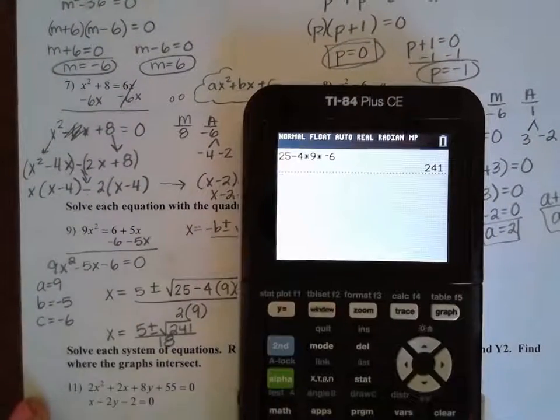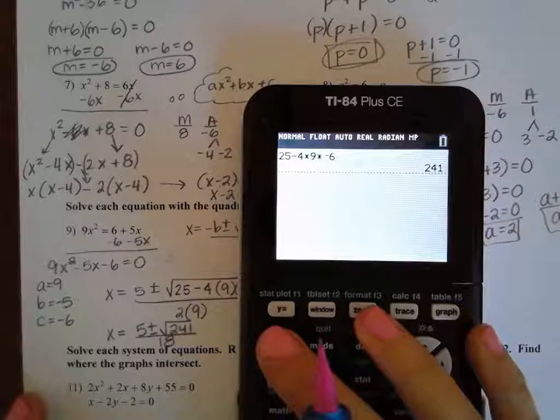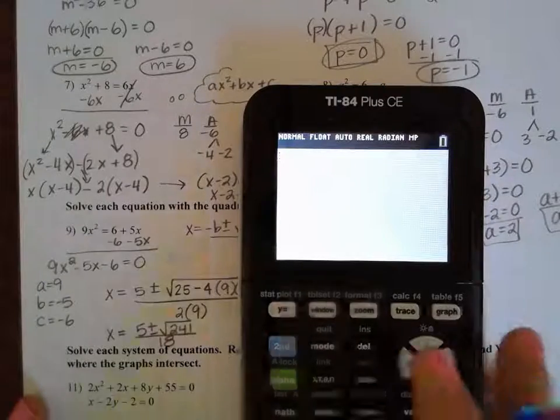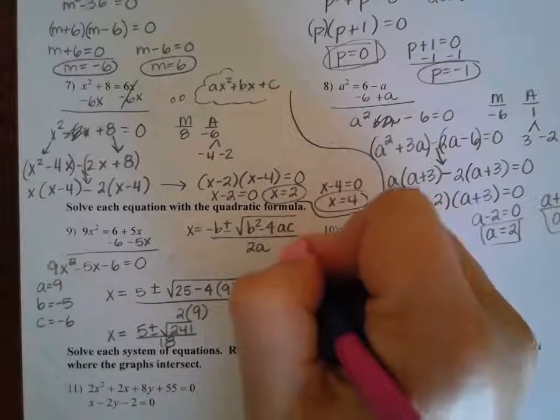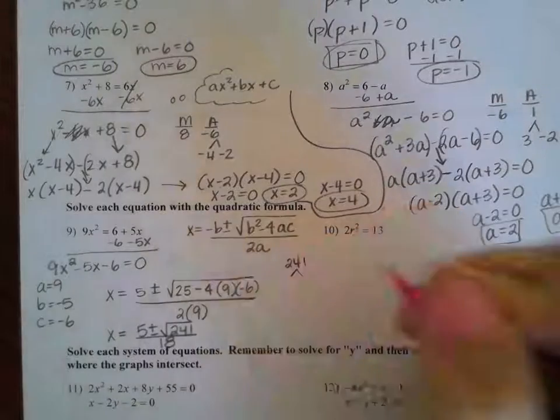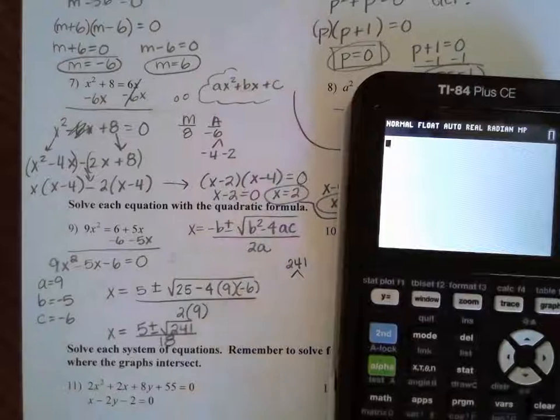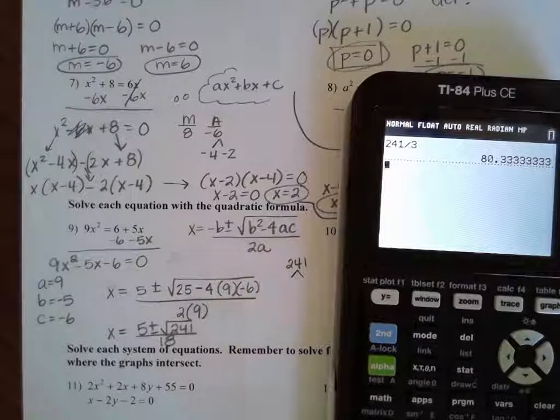Now, I'm going to take a chance and see if 241 is a perfect square. Square root of 241, and nope, not a perfect square. Okay, so we're going to break this down. What are two numbers that go into 241? Well, let's see. 241 divided by 3. Nope, that's not going to work. How about 241 divided by 6?